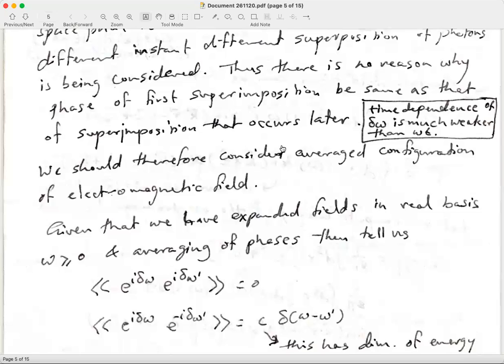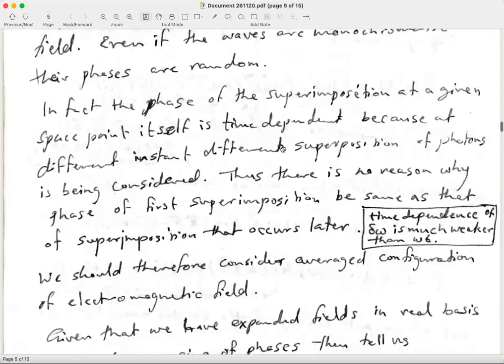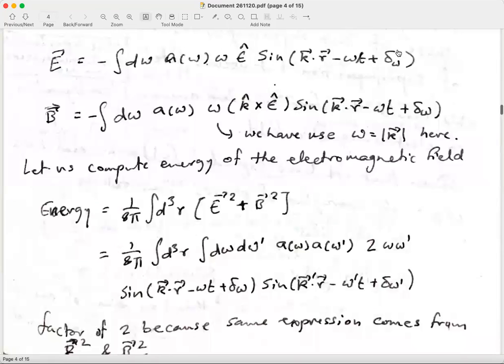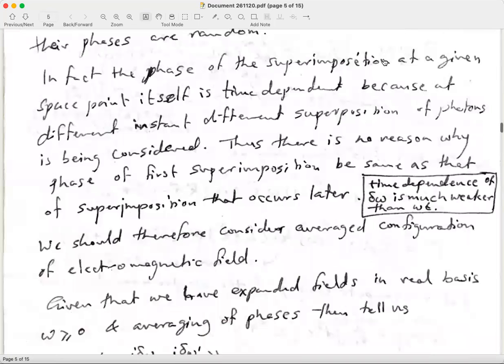Now, if you have an incoherent superposition, then what you should be looking at is the averaged electromagnetic field configuration and not the specific electromagnetic field configuration, which depends on a specific form of electric or magnetic field. You need to really average over all these delta omegas.